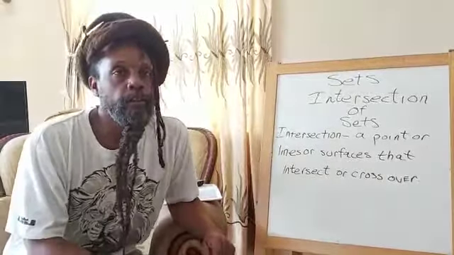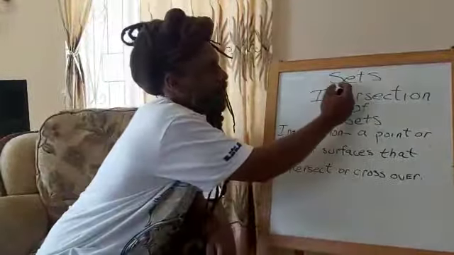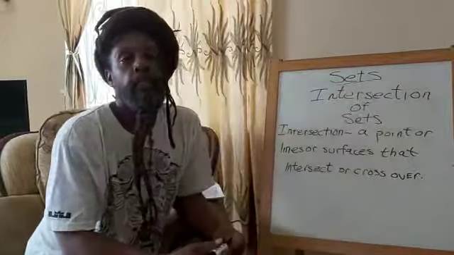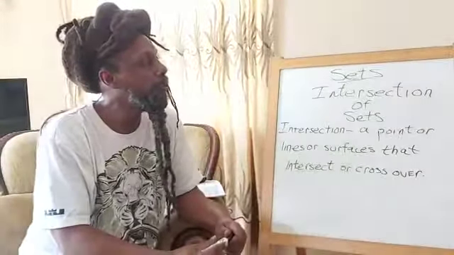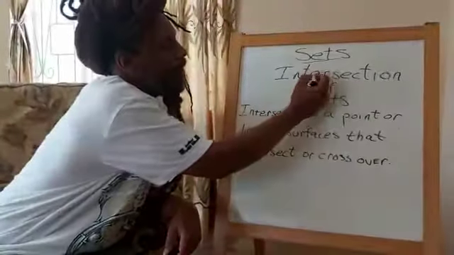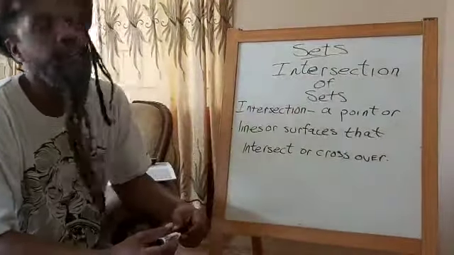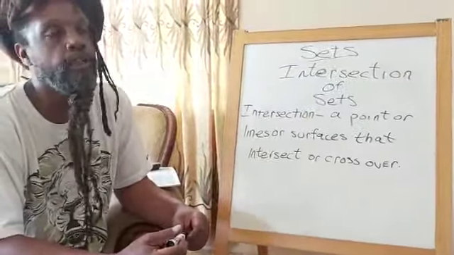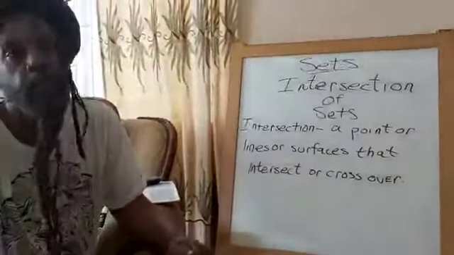Alright, so the topic, sets. We did the union of sets just now, and now we're going to do the intersection of sets. That's an E. The intersection of sets. So, as usual, we take a look at the words we're using.